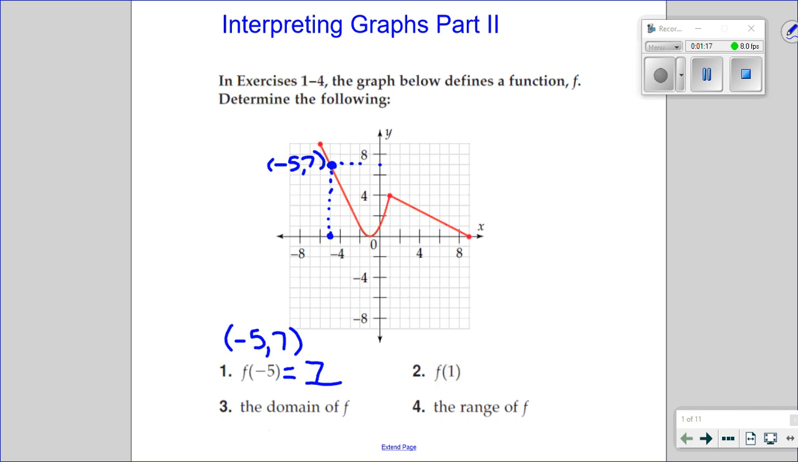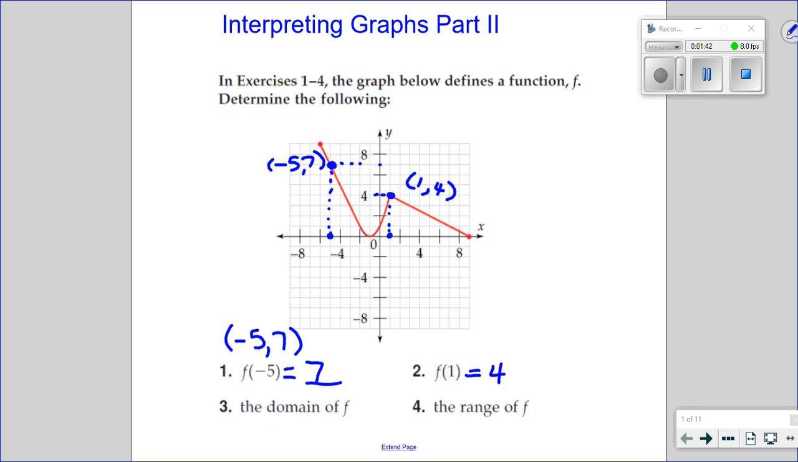Okay, if we want to find f of 1, here's 1 on the x-axis. So again, I'll go up to the graph, over to y, and my y coordinate for that point would be 4. And again, we're just really identifying this point right here. It has the ordered pair 1, 4, so when x equals 1, y equals 4.